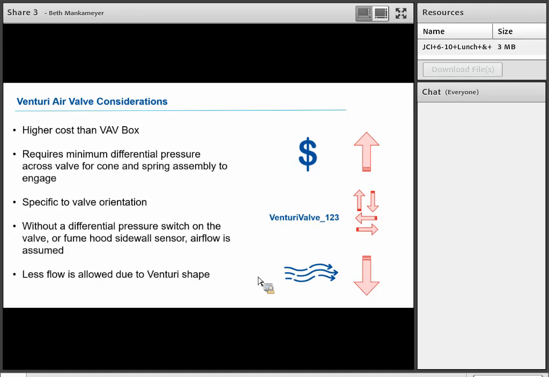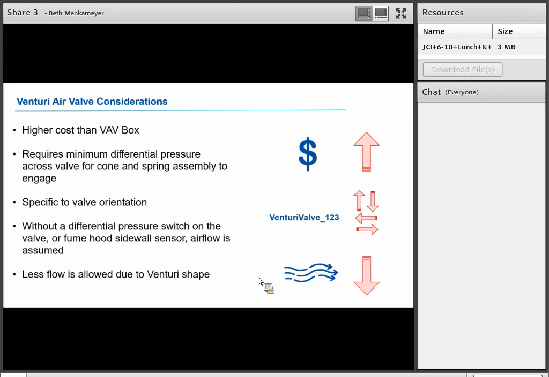But without that, or without a fume hood sidewall sensor, the airflow is assumed. So you could have a fan failure, and if you don't have a differential pressure switch, you could have a real problem on your hands. So I encourage you to either specify a differential pressure switch, or if it is on a fume hood, make sure that that's a closed-loop fume hood control system with a sidewall sensor.